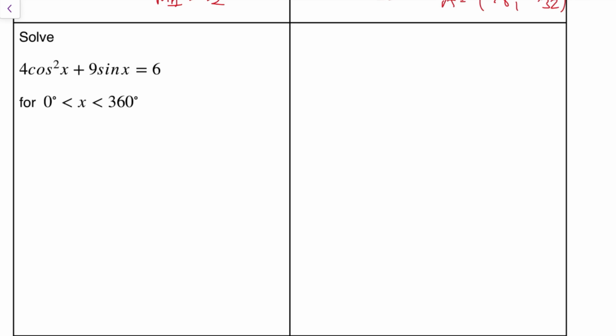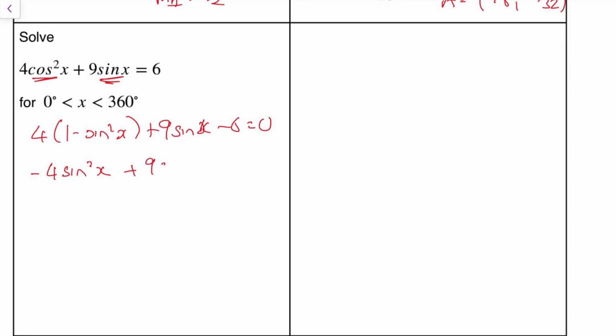Solve. Now, the way to do this is I can't really change that, but I can change that. So I'm going to change the cos squared to 1 minus sine squared x plus 9 sine x minus 6 is equal to 0. Then do some collecting. So minus 4 sine squared x plus 9 sine x, 4 minus 6 is minus 2, equals 0. Then I'm going to change everything from a plus to a minus. So that's a plus, this is a minus, and that's a plus. Just means the whole thing's a bit easier because it's in the format that I know what to do with.